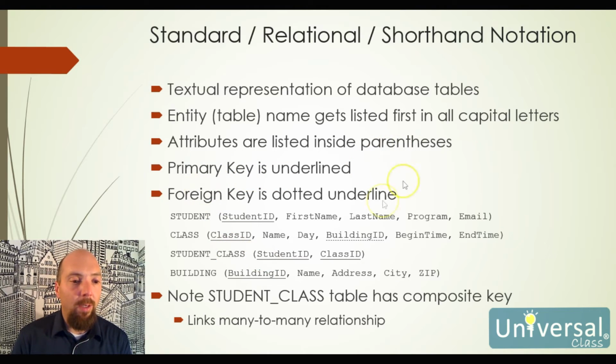But the one that I want you to pay attention to is this one right here where it says student class. We have student ID and class ID. And if you notice, both of these are underlined. That means that they are both the primary key. This is called a composite key, and this table is actually designed to link two other tables together. We'll get to that one in just a minute.